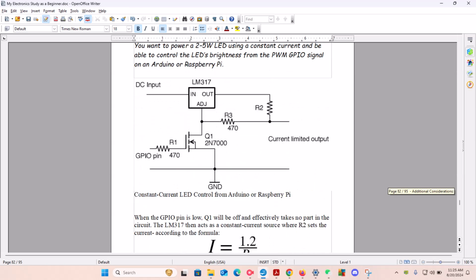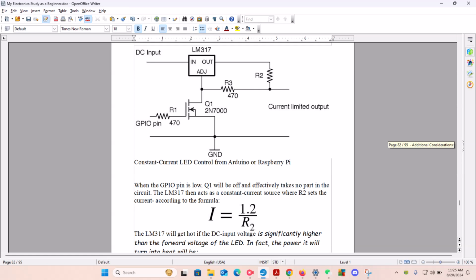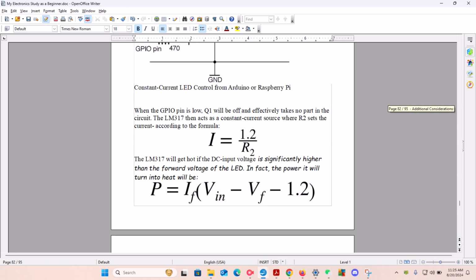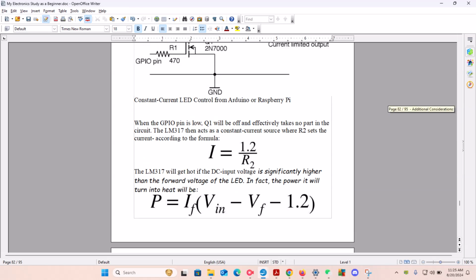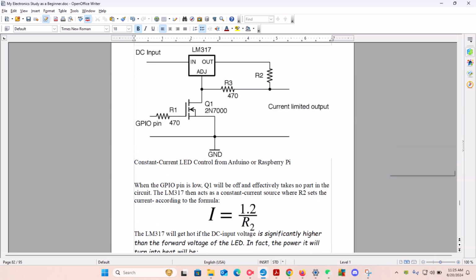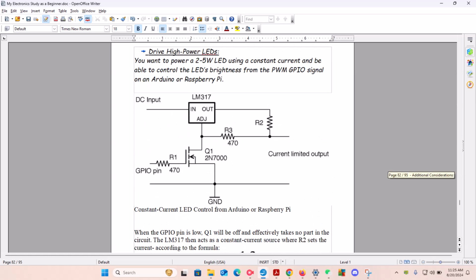The LM317 acts as a constant current source, where R2 sets the current itself. Okay, so we have current going in, the resistance in at the switch, and the other one is the voltage out, that's resistance 2. Now from the adjustable, we have resistance 3, which is 470 ohms. Now one thing to remember is that R2 sets the current according to the formula. R2 is the outgoing, so that will determine the current. So current equals 1.2 divided by resistance 2.